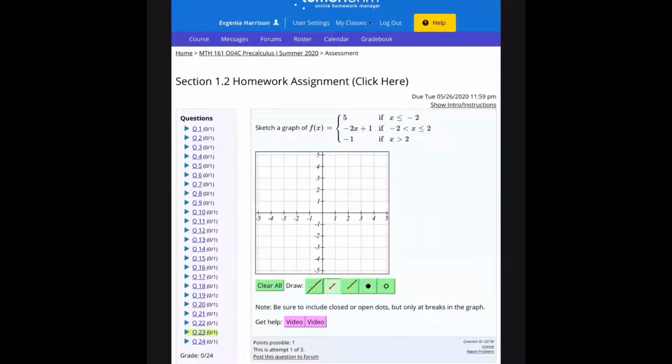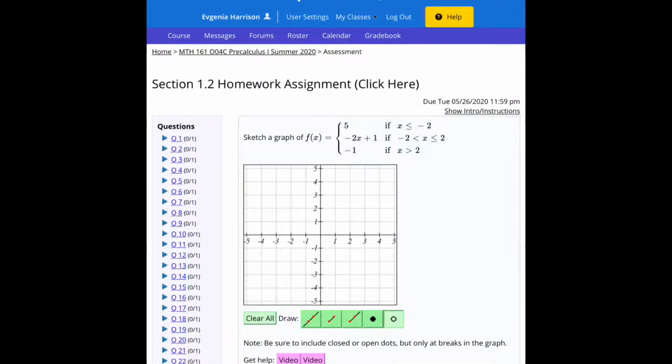Let's take a look at all the tools available. The graphing tools are located below the coordinate system. The first tool is a line, the second one is a line segment, the third one is a ray, the fourth one is a closed circle, and the last one is an open circle. Now let's see how they work.